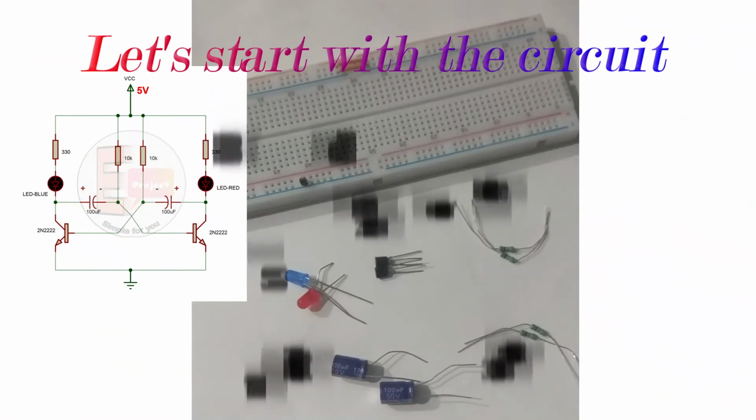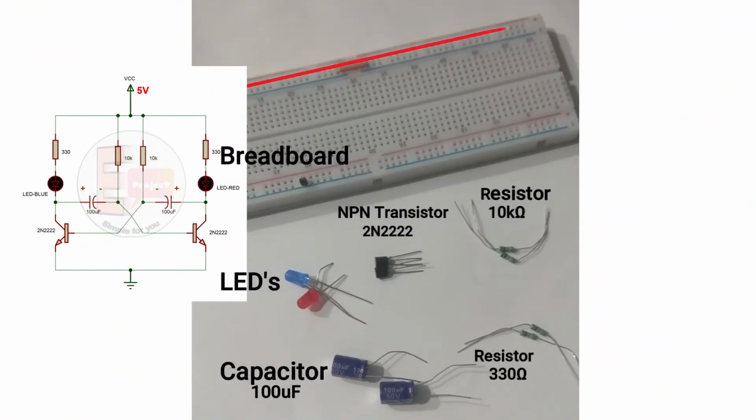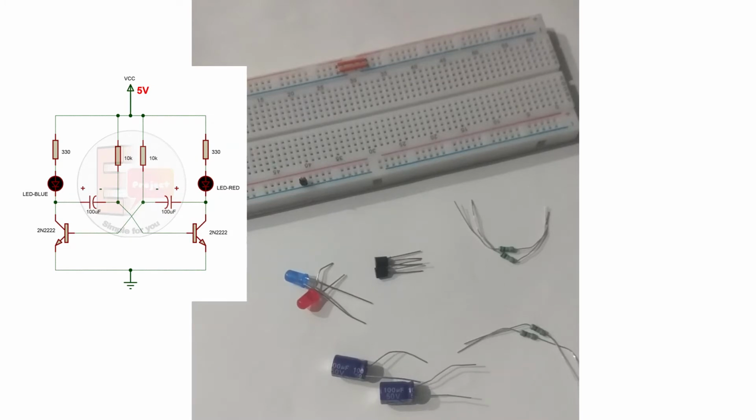So let's start with the circuit. Components required: a breadboard for easy connections. If you don't know how to use a breadboard, then watch our video on how to use a breadboard, link in the description below. 2 NPN transistors, 2N2222, or you can use BC547. 2 capacitors of 100 microfarad, 2 LEDs, 2 resistors of 10 kilo ohm, and 2 resistors of 330 ohm, and some connecting wires.